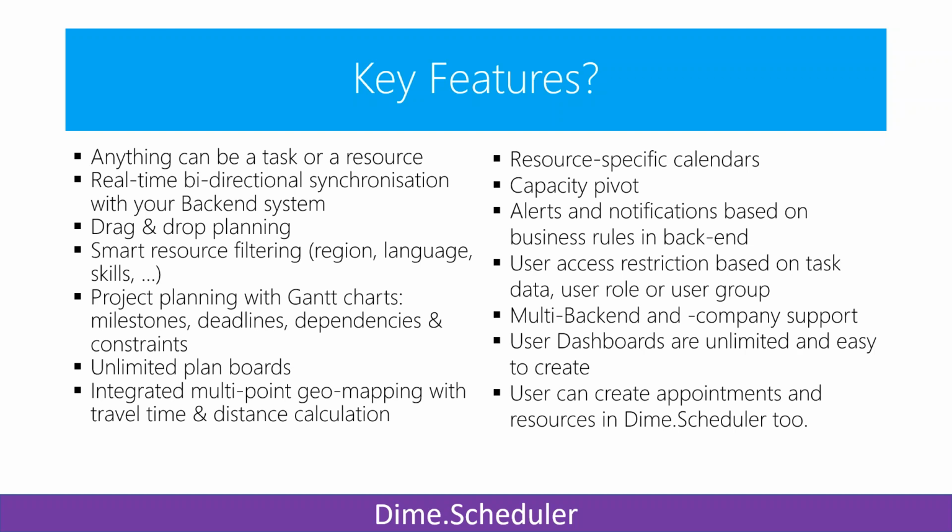For example, you have a planning board for the north for separate areas, and for the south, whatever. That's what you can do with this functionality. There's also a geo-mapping integrated where you can see a travel time and distance calculation. If you have two jobs to do, you see how long it takes from one place to another, and the planner can take care of this travel time, for example.